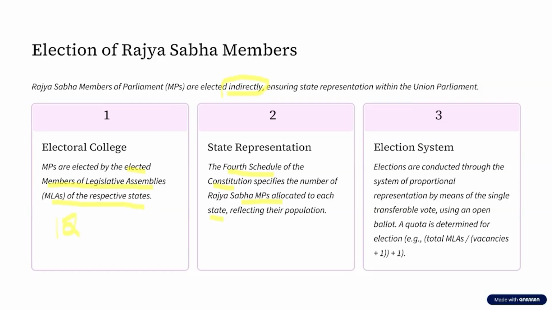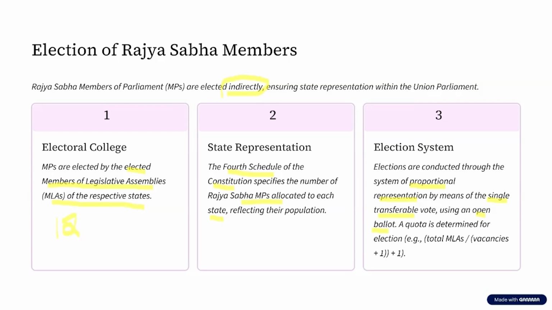Now, how is this election conducted? This election is conducted through proportional representation. What is this proportional representation? I will explain to you. Before that: proportional representation by means of the single transferable vote using an open ballot. It is important for us to understand what is proportional representation, what is the single transferable vote, and what is an open ballot. Let us start with the term open ballot. What is this open ballot?